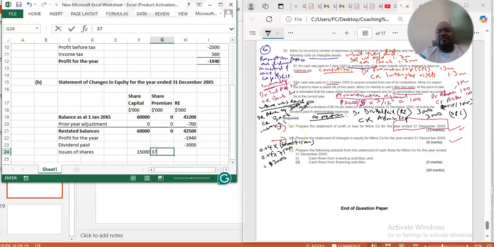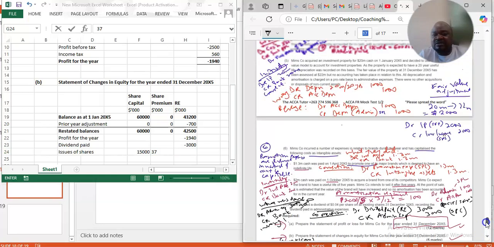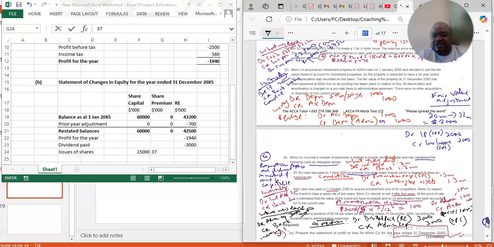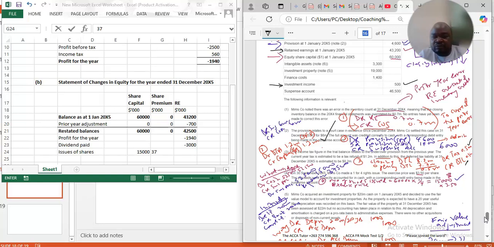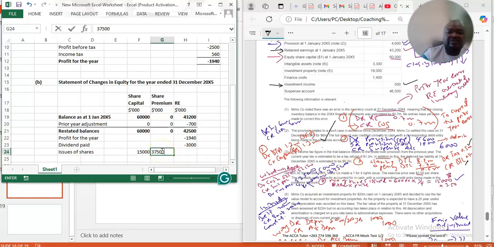Let me check how much from our computations, ladies and gentlemen. I think note number 4, which talks of the rights issue. Yes. So this one, we have erased some of the information, but I think yes, 37,500. That's the balance we want. 37,500. Please replay that part of the video.